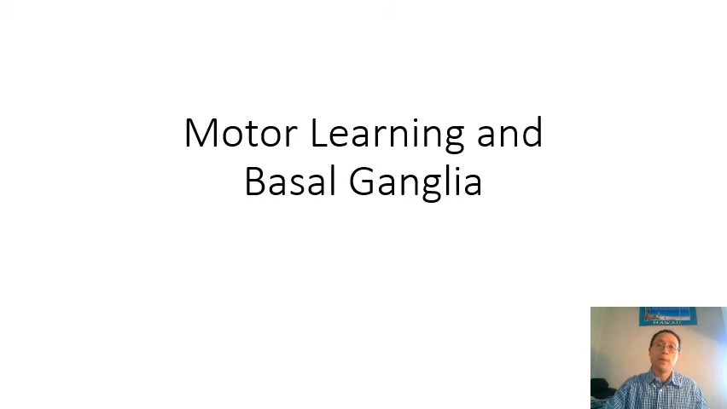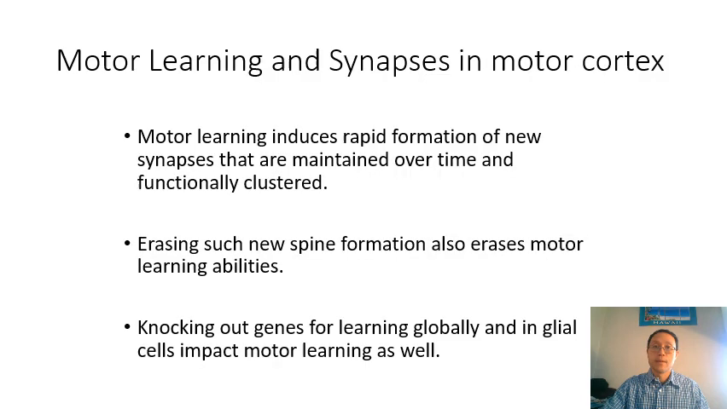Okay, so today we're talking about motor learning and also the basal ganglia. Okay, now let's talk about motor learning first. When it comes to learning, the first thing you think about is how the synapses are being modified. And you'll see that when it comes to motor learning, a lot of the data, especially from animal researchers, comes from work in the primary motor cortex.